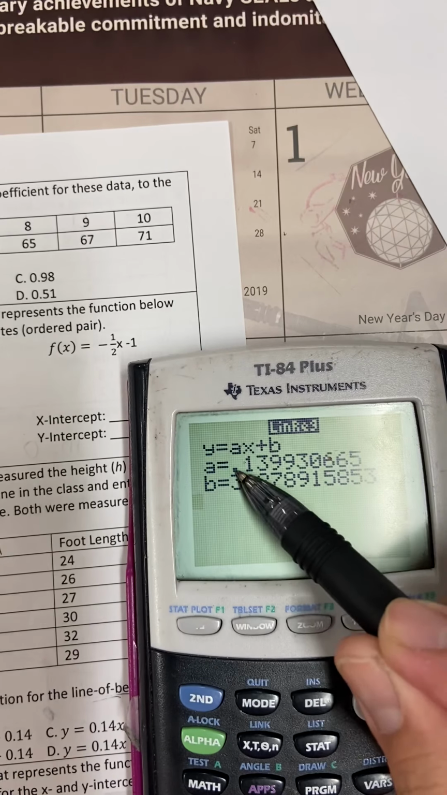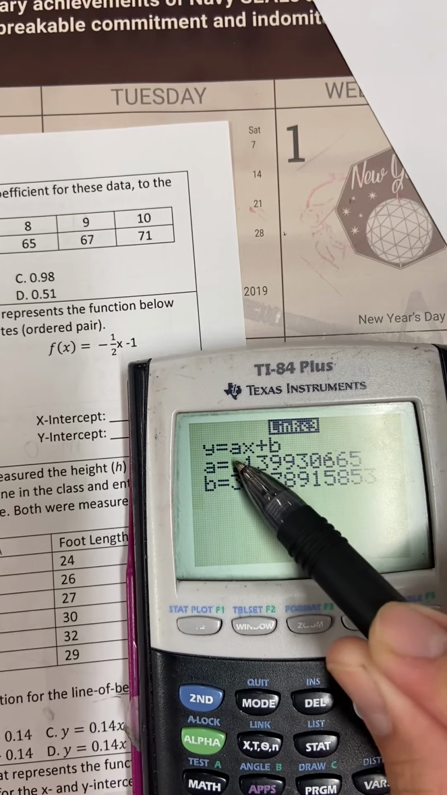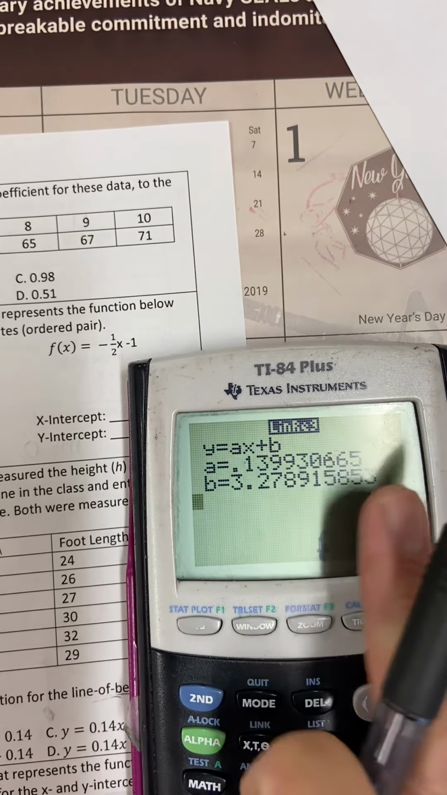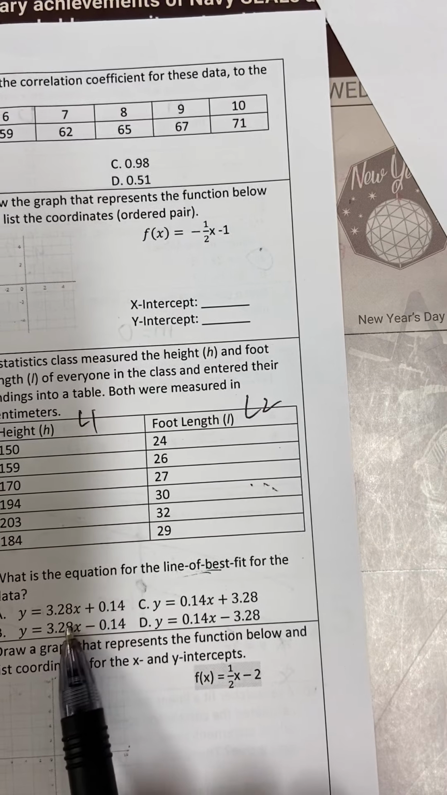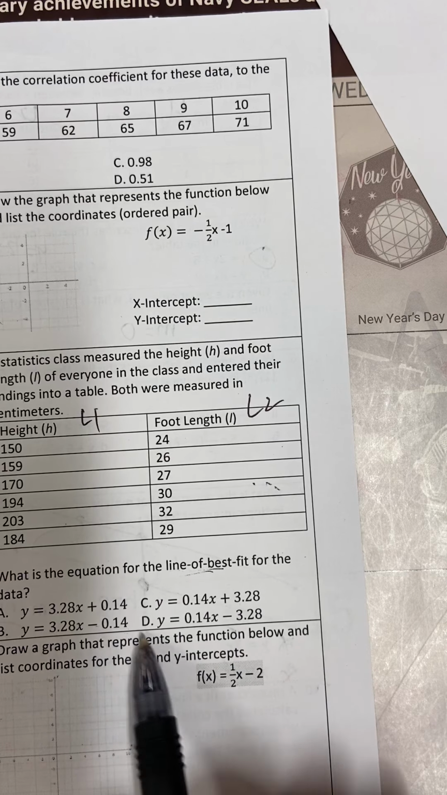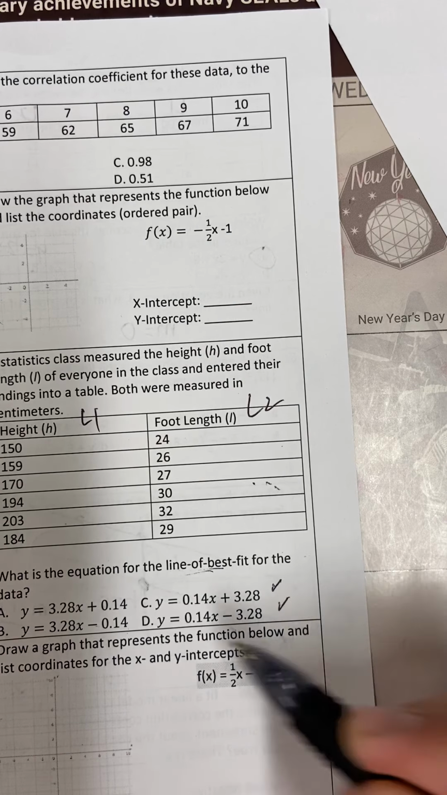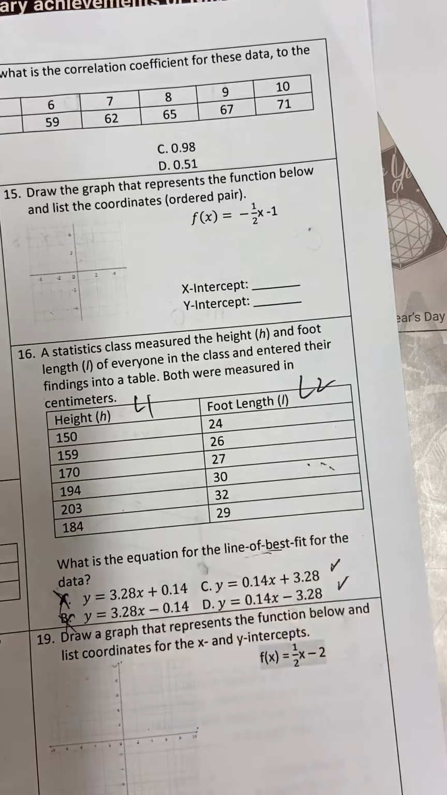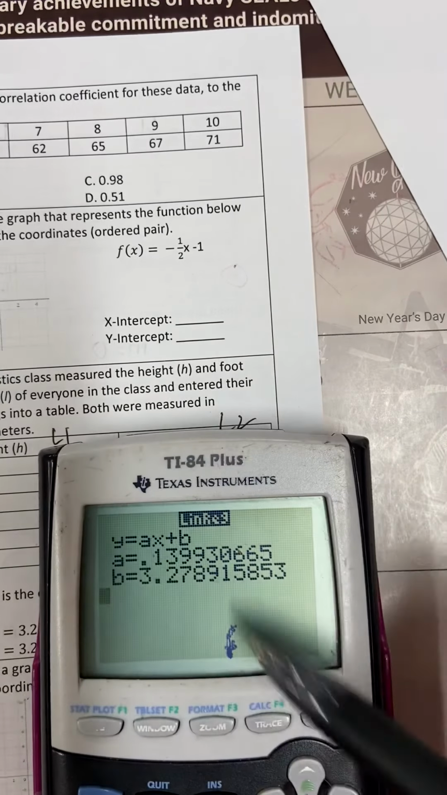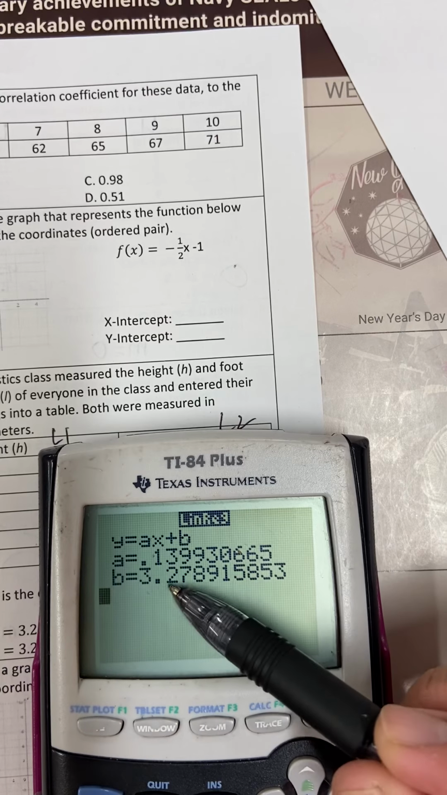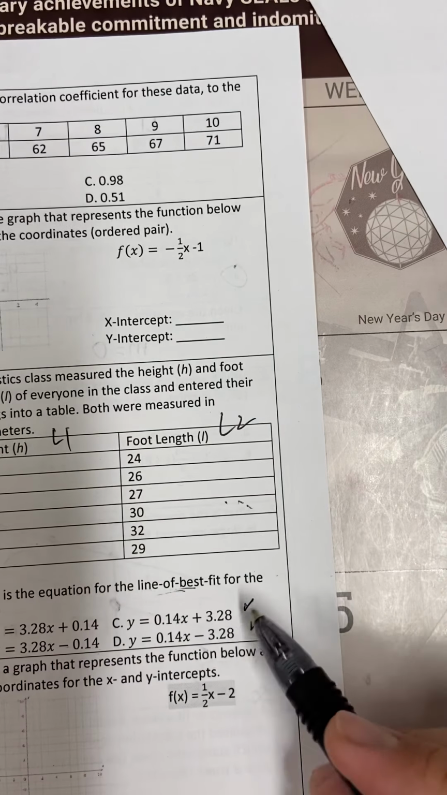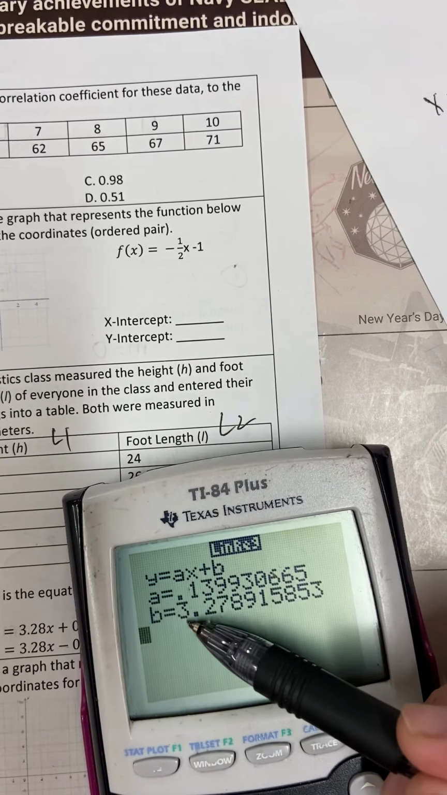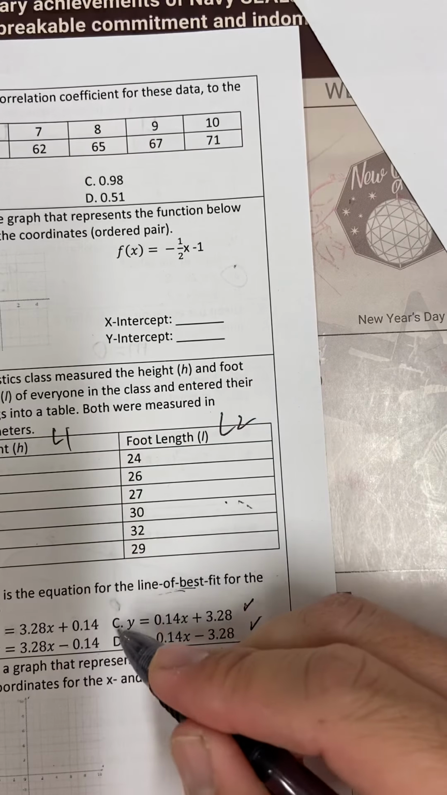You see the 0.13 or 0.14, that should be the number beside x. Look at the choices there. The number beside x that has 0.14 is either C or D, so you know A and B are wrong. Then the value of my y-intercept, the b, is 3.28, which is positive. So therefore, the answer should be C.